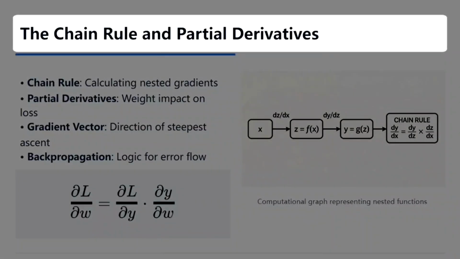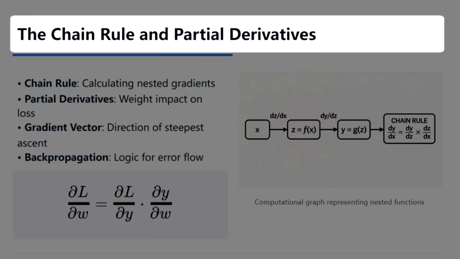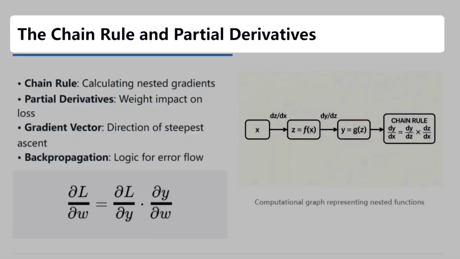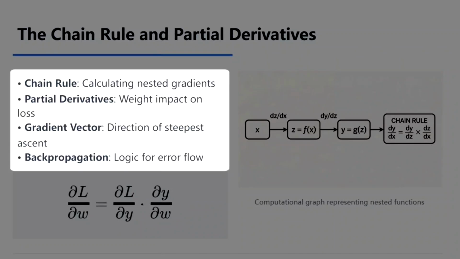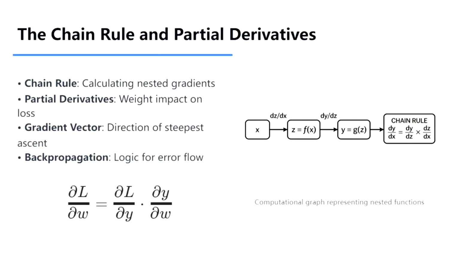Building on the basic rules we just covered, let's dive into the core engine of deep learning, the chain rule and partial derivatives. In a neural network, functions are stacked within one another. The chain rule is our tool for calculating how the final loss changes as we move backward through these nested layers. Take a look at this computational graph.